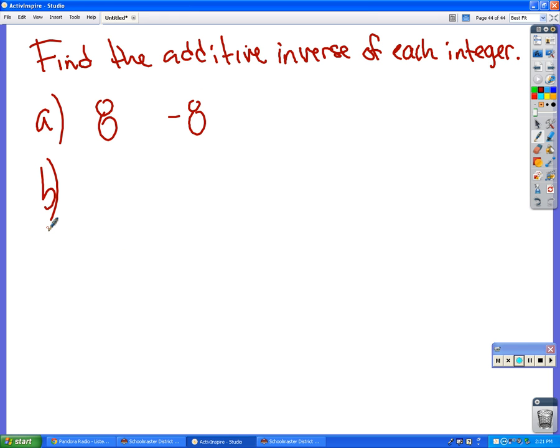And then if I tell you -15, the additive inverse of that is +15. Very good. And then slightly tricky, but not much. What if I told you 0? 0. Good, 0, because 0 plus 0 is still 0. So 0 is its own, yep. 0 is its own additive inverse.